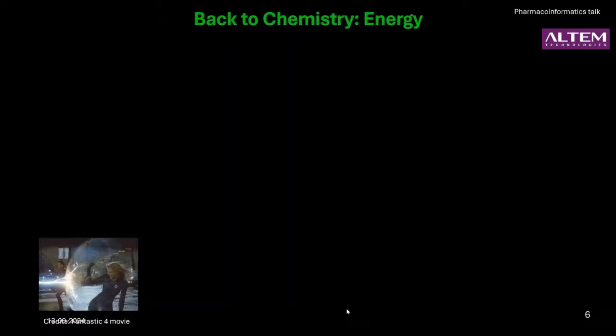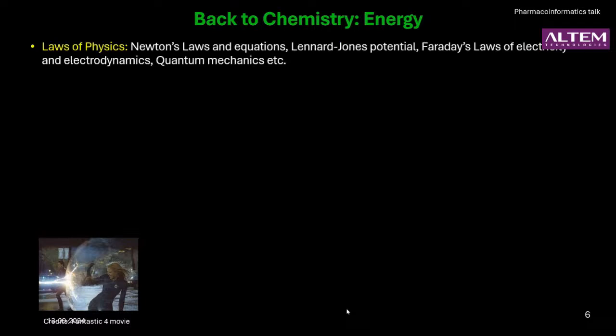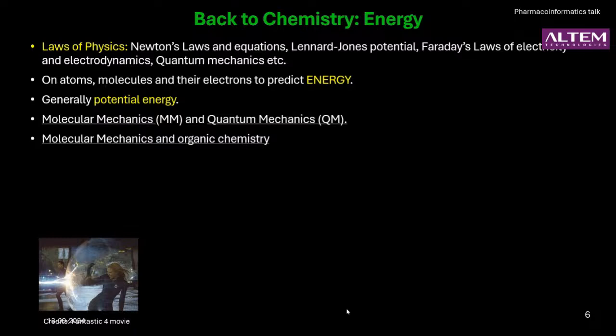So with this, we can go back to chemistry. In chemistry, we are mostly interested in energy. We try to predict energy by using laws of physics like Newton's laws and its equations, the Lennard-Jones potential, Faraday's laws of electricity, and electrodynamics. We apply these laws on atoms and molecules so that we can predict their energy.